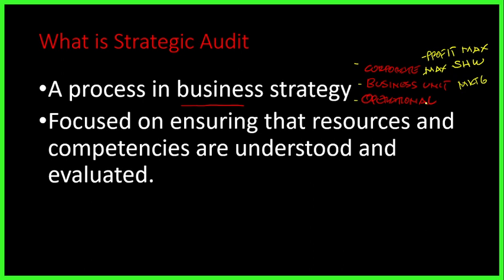So a strategic audit is actually a process found in business strategies. It is incorporated here. And it's focused on ensuring that resources and competencies are understood and evaluated. Every time we talk about resources, I prefer to use the Ishikawa diagram. What is the Ishikawa diagram? It is what we use to analyze problems in an organization. This is the fishbone diagram.